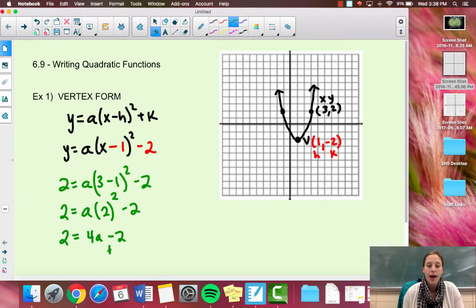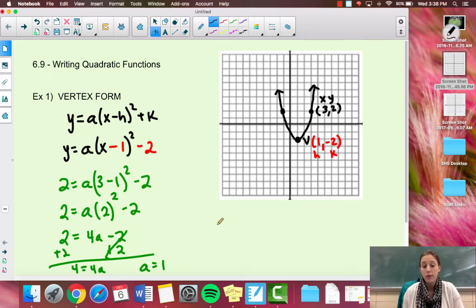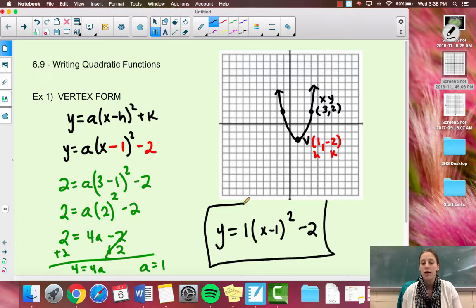And now I can just solve for a. So I add 2 to the other side. Those go away. And I get 4 equals 4a. And then, of course, dividing both sides by 4, we get that a is equal to 1. So we'd be done. Okay, so our final answer would be y equals, we just said a was 1, and then we'd have (x minus 1) squared minus 2. So this is our entire equation in its vertex form.